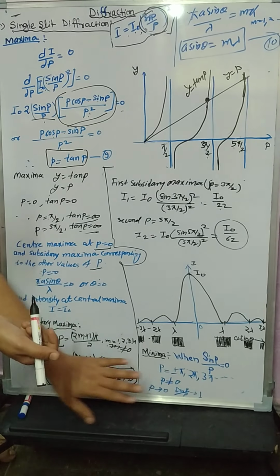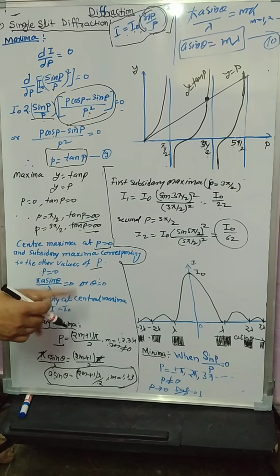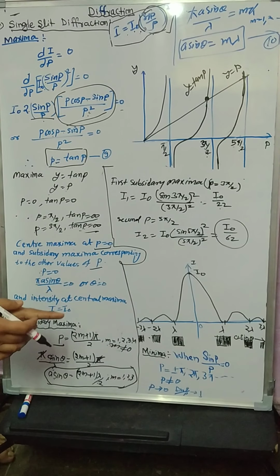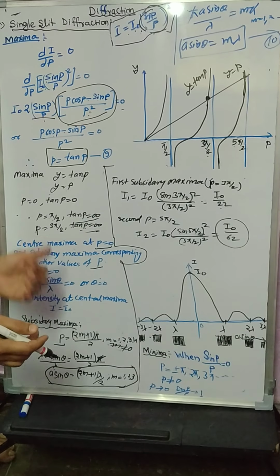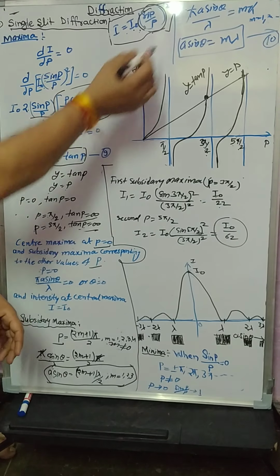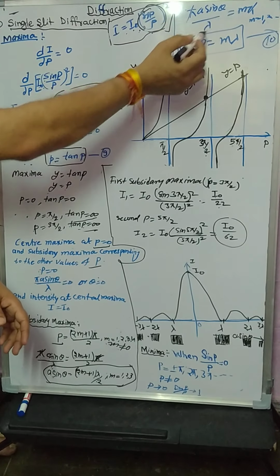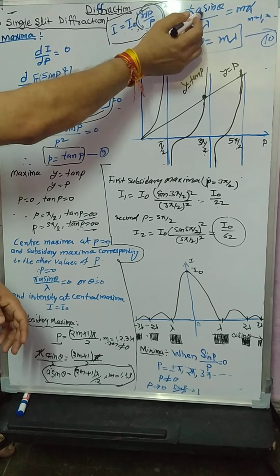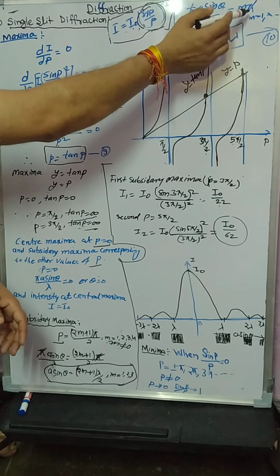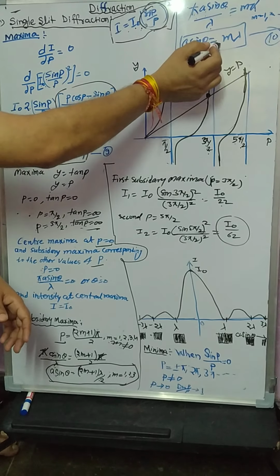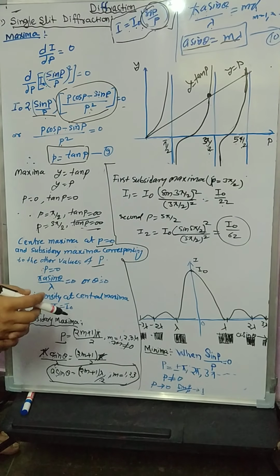So p not equal to 0 is the condition of minimum, and p equals plus minus pi, 2 pi, 3 pi, which means m pi. So p equals m pi. Put p equal to pi a sin theta upon lambda equal to m pi, pi cancels, so a sin theta equals m lambda, the condition of minimum.